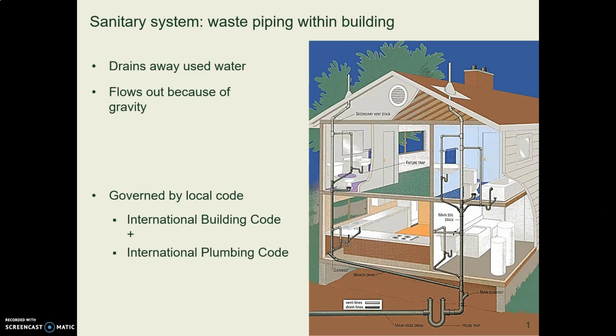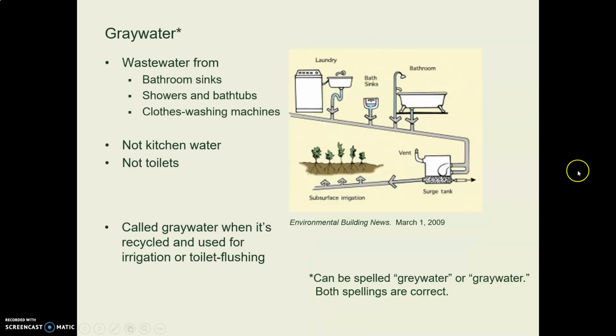Now let's look at the wastewater system in a building. There are two kinds of wastewater that a building system collects, and in most houses, these kinds of wastewater just completely run into the same pipe. But in green building and LEED certified building, you might separate these, so I'm just pointing them out.